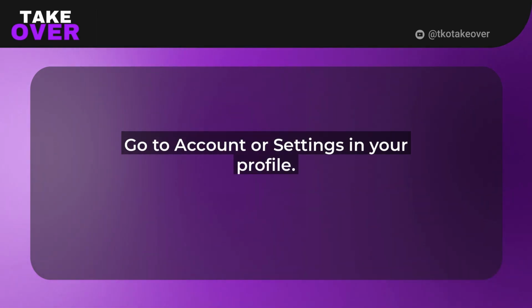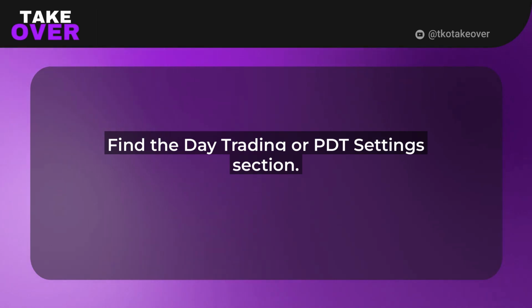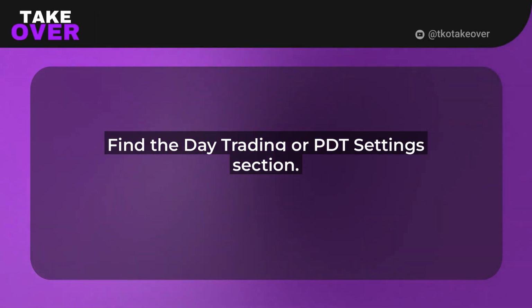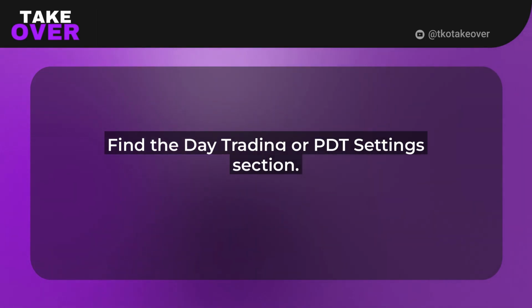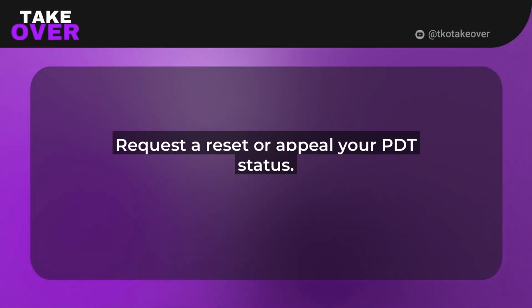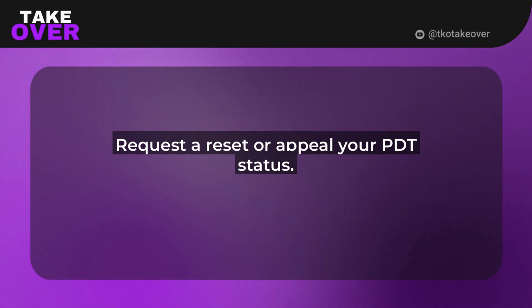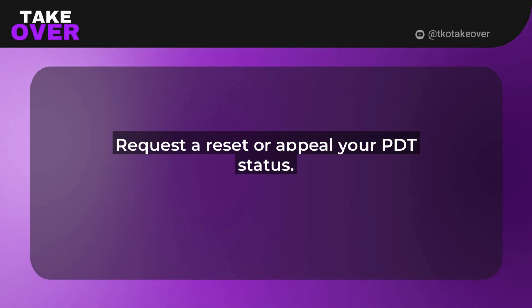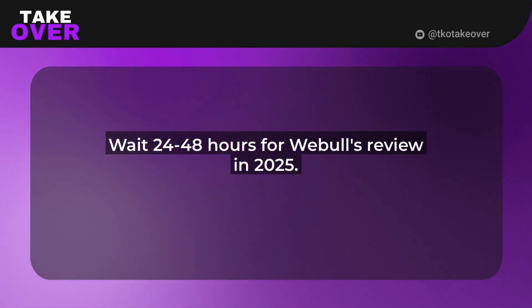Next, navigate to the Day Trading or PDT Settings area. Here, you'll see your current PDT status. If you're flagged, there should be an option to request a reset or appeal. Click on that, and Webull might ask you to verify your identity or provide some details about your trading activity. Remember, for 2025, Webull has updated their interface, so keep an eye out for a new Reset PDT button that simplifies the process. After submitting your request, you'll need to wait for Webull's review, typically 24 to 48 hours.